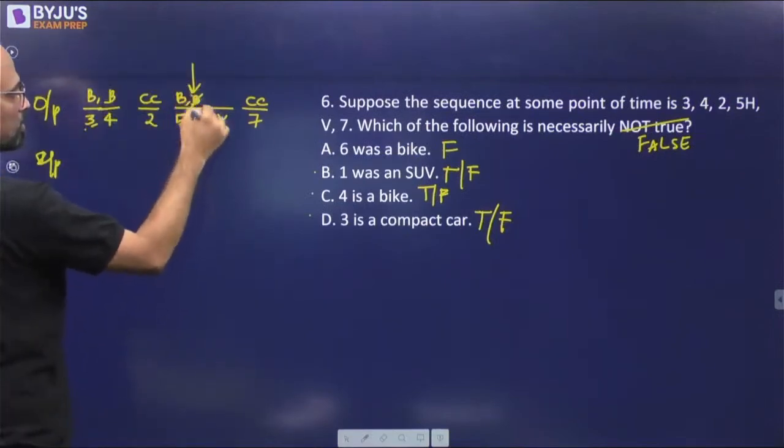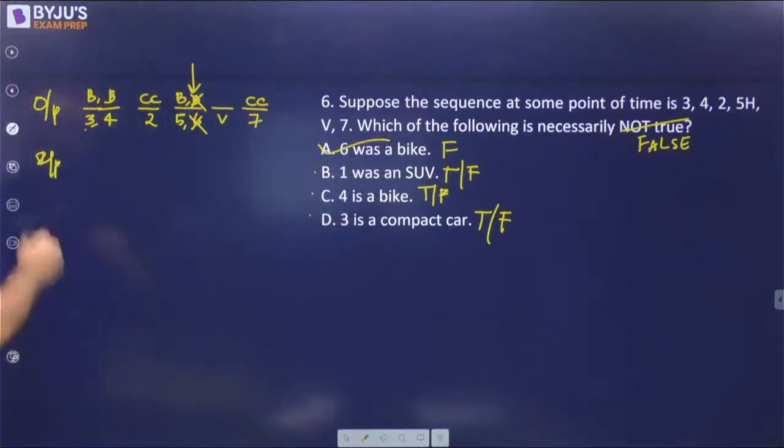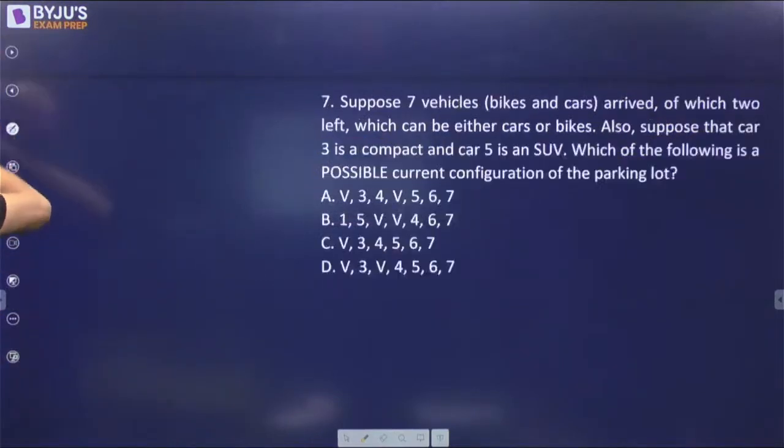ये सेंस ही नहीं बनता इसका. A होगा आंसर. एक केस मिल गया ना. A is going to be the answer.